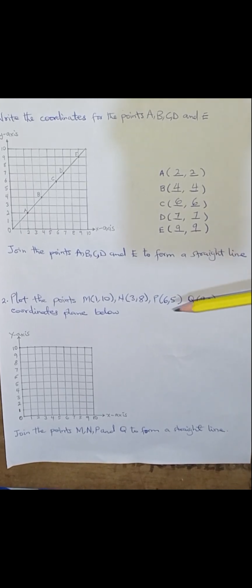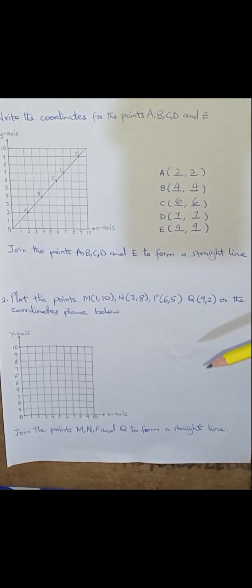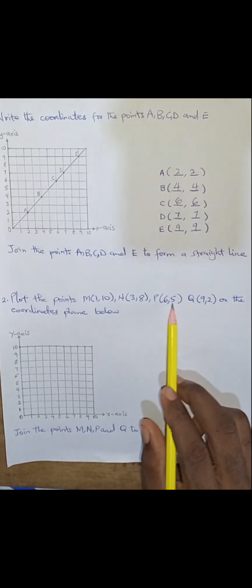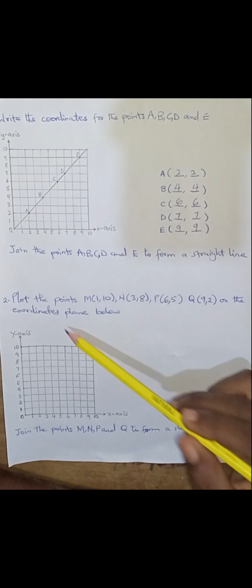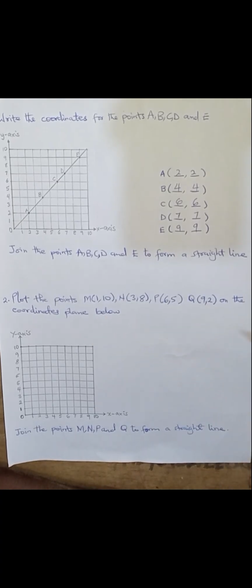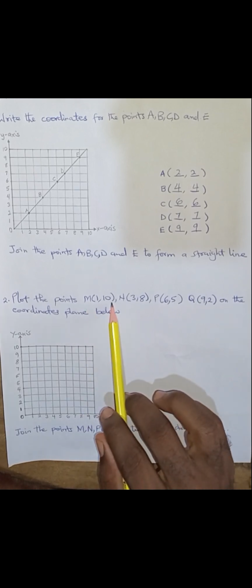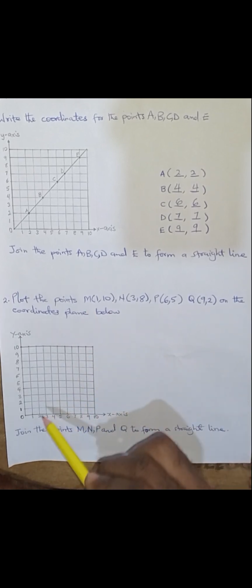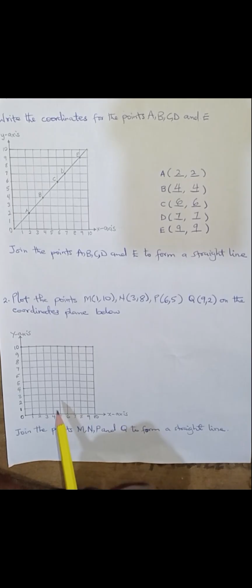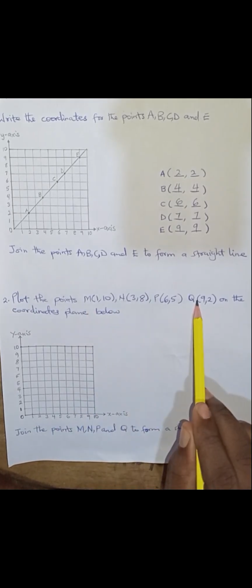Okay, so let's go to the second question. Now we are going to plot the points ourselves. So the question says, plot the points M(1, 10), N(3, 8), P(6, 5), Q(9, 2) on the coordinates plane below. Okay, so this time around, the points have not been plotted for us. The coordinates have been given, and we are to plot the points on the coordinates plane using these coordinates.